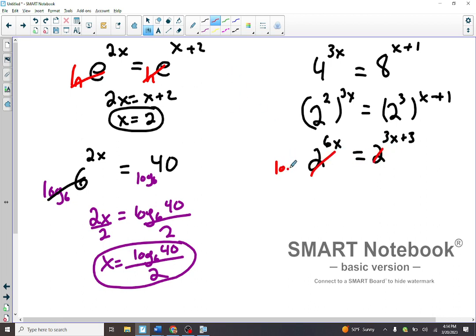Do you always want to get it to be the same base? Yes. Sometimes you can't do it. Like this one, you could not do the same base, but this one you can. So then it's 6x equals 3x plus 3. A little bit of simple algebra. X equals 1.